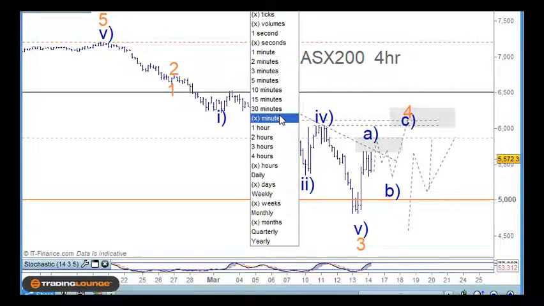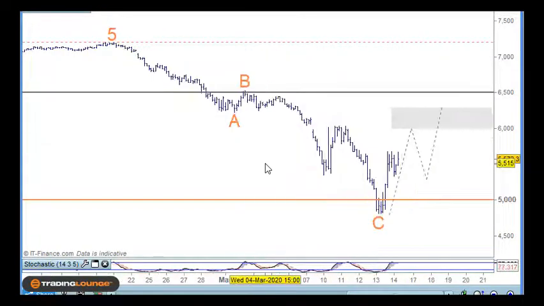The other counts here for this can be counted like this here, which is an A, B and C down through here. In this case here, there would be 2 outcomes for this. This whole structure here may just be wave A here, or this could be the end of the actual correction and we can go up from that point. Now I won't know that unless we get support on 6,500 here.